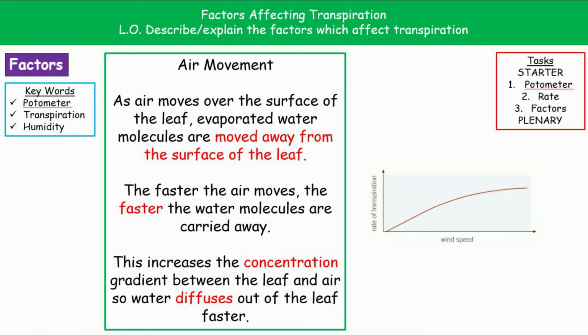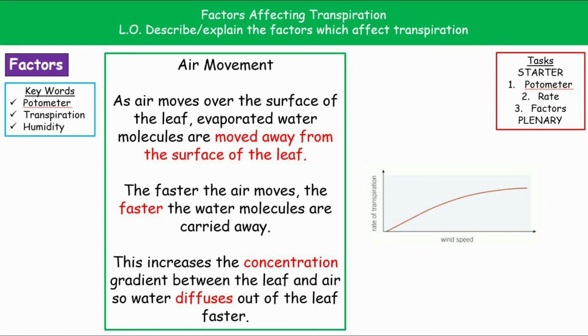So our second factor of air movement then. As air moves over the surface of the leaf, evaporated water molecules are moved away from the surface of the leaf. You could have written this in a variety of ways, but the key idea we're looking for is that as the wind's blowing, it's taking those evaporated water molecules and moving them away from where the stomata are. So the faster the air moves, the faster the water molecules are carried away. This increases the concentration gradient between the leaf and air, so water diffuses out of the leaf faster.